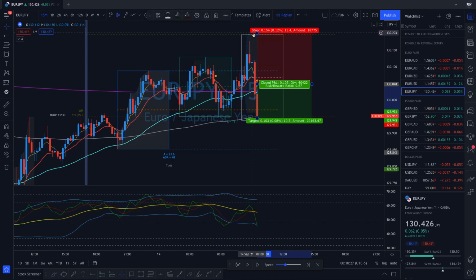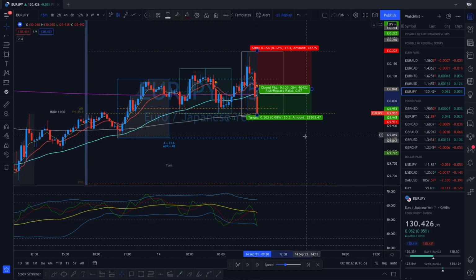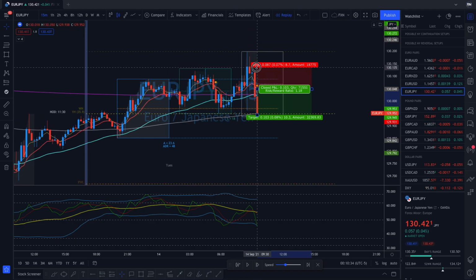So, I mean, 15 pip stop loss. Ideally, though, honestly, I would probably do something like this. Because if they went all the way up, you've got to remember this is 8:30 news, by the way. Also, that's why this candle's like this. It's a wick high on each side because of 8:30 news.